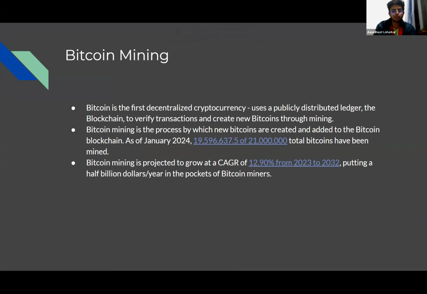As of January 2024, approximately 19 million of the total 21 million Bitcoins have been mined. Bitcoin mining is a huge market with a capital of almost $500 million per year, along with a CAGR of approximately 12.90%. This is a huge amount of money being produced by the Bitcoin mining industry, and we want to see how we can use this to our advantage. So this is our project.